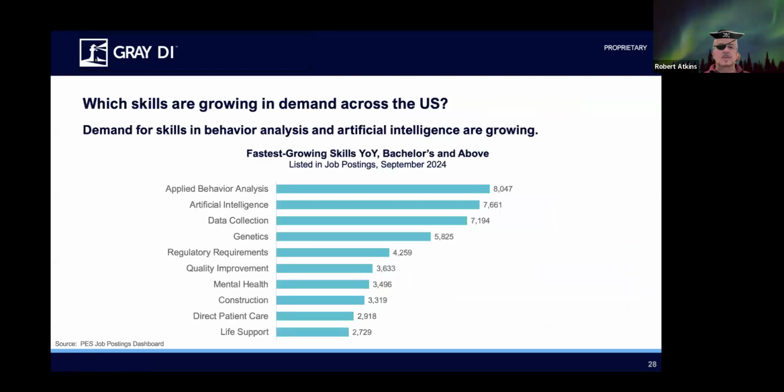What skills are people looking for in those job postings? I found this interesting. I would not have guessed applied behavior analysis would be there. AI, sure, I would have thought that would be number one. Data collection, these two go together, AI and data collection. You can't apply AI to much of anything without data. So that's really been a shortage.